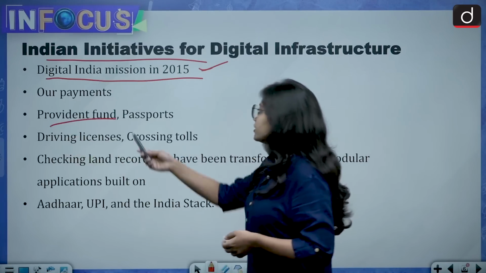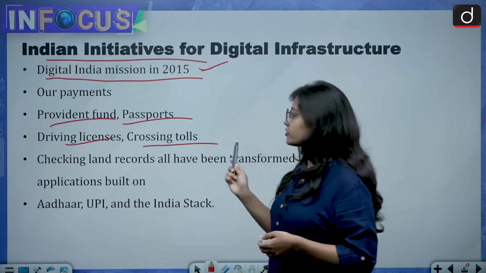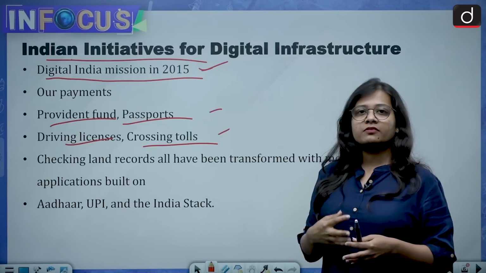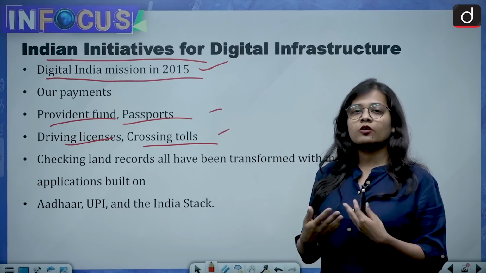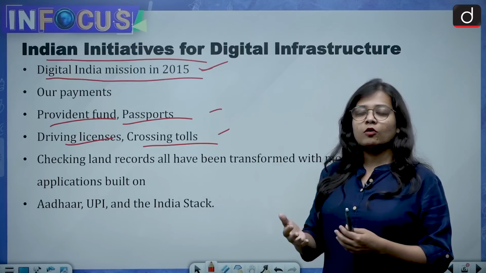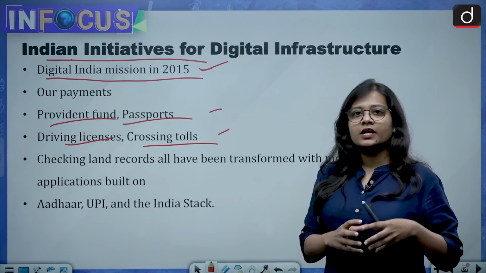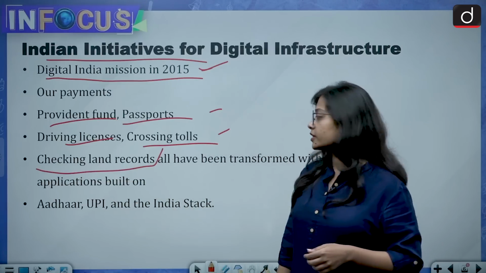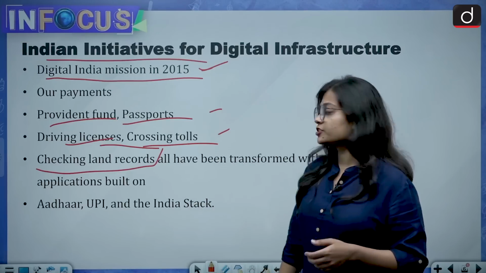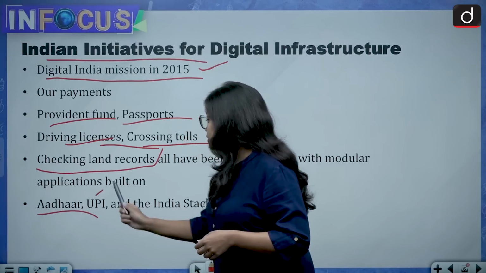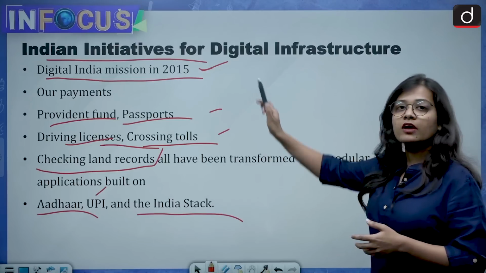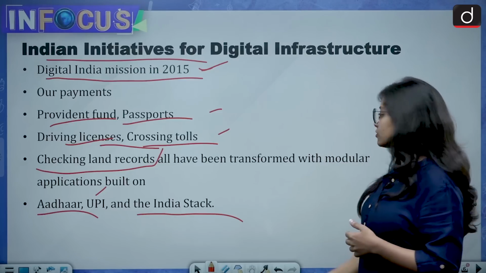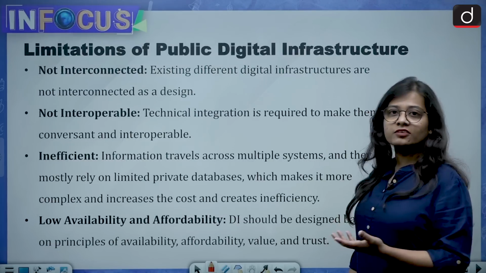Then the Provident Fund, passports, driving licenses, crossing tolls, everything is now done on a digital basis, and this is what makes things more transparent, and the credibility and authenticity of things increases, and it also makes physical work very less. Then checking land records, this is one of the most recent additions, that even land records are now becoming digital. Then comes Aadhaar, UPI and the India Stack. So everything on a regular basis is now coming onto the digital platform, and this is what the Indian government initiatives have been in the recent past.